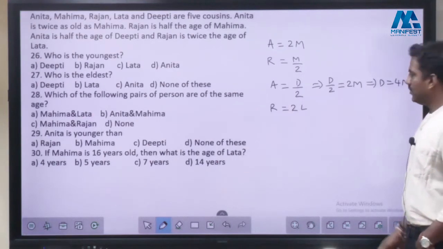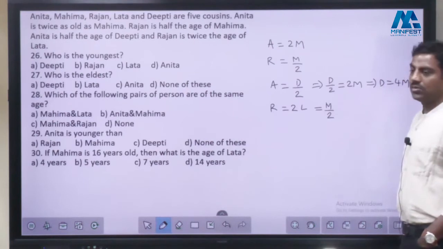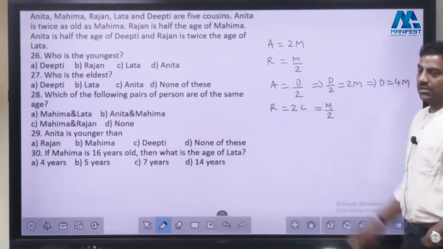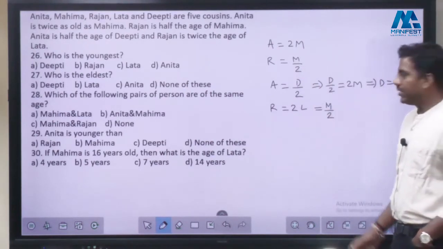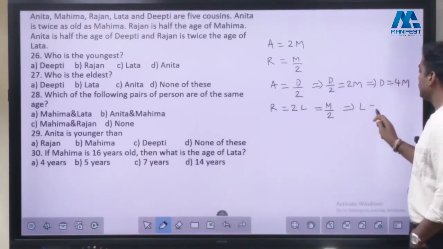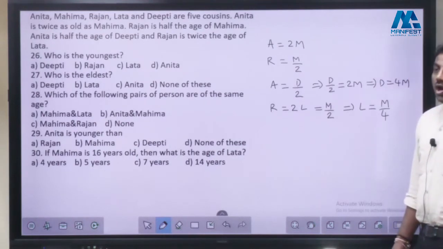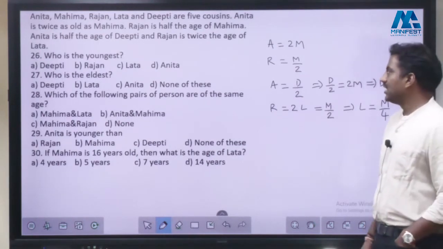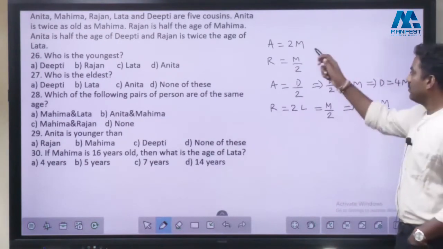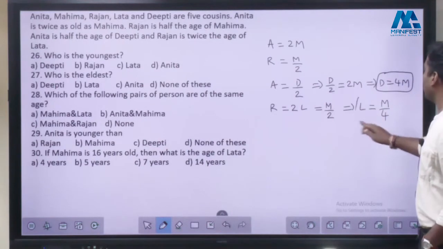R is equal to 2L. Can I write this as m by 2? Because R is equal to m by 2, I'll write 2L is equal to m by 2. Here, L will become what? M by 4. L will become m by 4. So now all the ages are expressed in terms of m. A is 2m, R is m by 2, D is equal to 4m, and L is equal to m by 4.